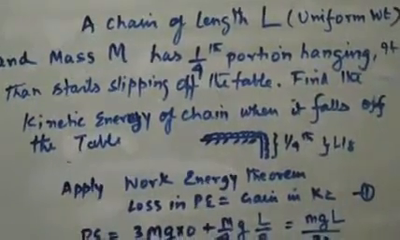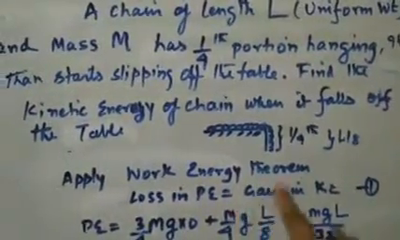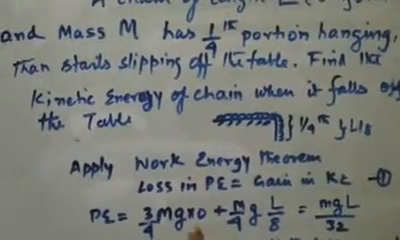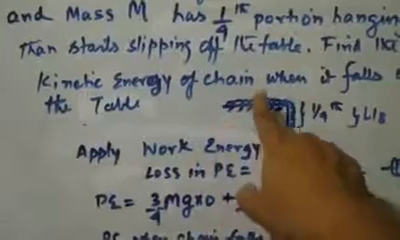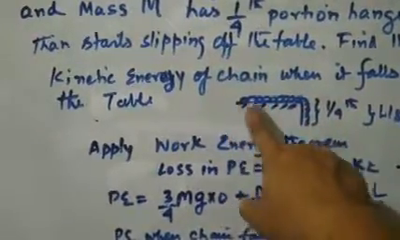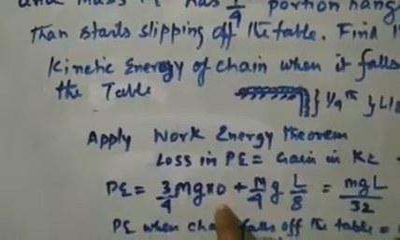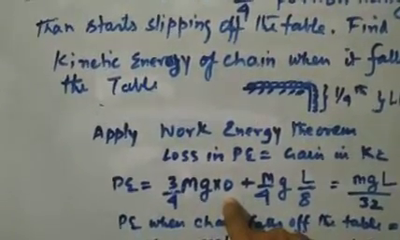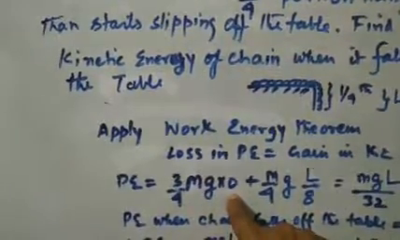Now we have to apply the work energy theorem in it straight away. Loss in PE is equal to gain in kinetic energy. Mark it as 1 here. Then the initial PE, what is it? The 3/4 that is lying on the table, so mg into 0, because here it is lying on the table, so we don't consider its potential energy. Though it has some potential energy, we ignore it because it's not hanging.